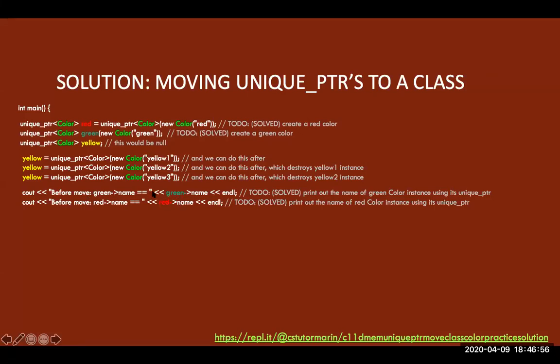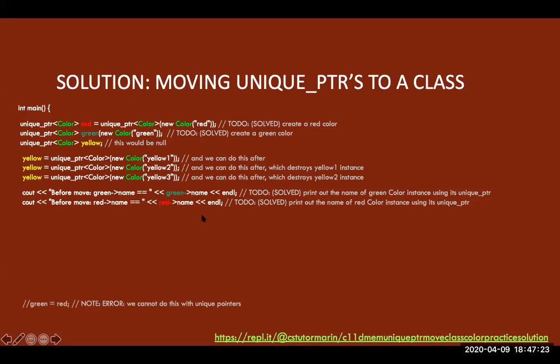If we want to print out the green name, we're saying green, which is an instance of the unique pointer, arrow, which is overloaded, is getting at the name member of that color class. Even though green is not a color class, it's a unique pointer class. As we've said many times, the arrow is going to be overloaded and bypass that and get at the actual class instance that we created up here inside of this constructor.